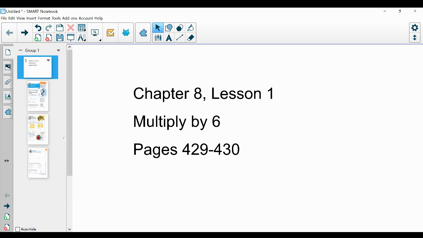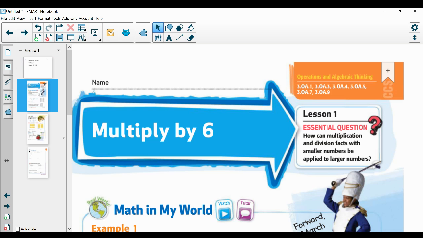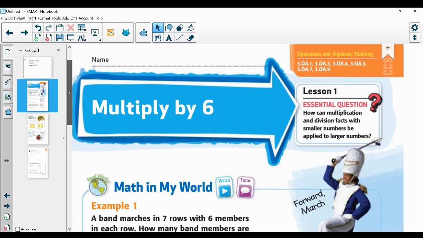Okay, we are on Chapter 8, Lesson 1, Multiply by 6, pages 429 to 430. There's really nothing new to cover as far as vocabulary because we're using the same strategies over and over again. We are going to be doubling a known fact, because if you don't know your sixes, you can use your threes to help you.